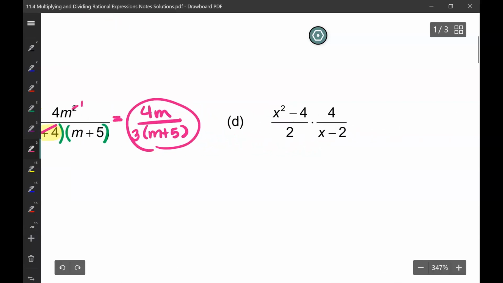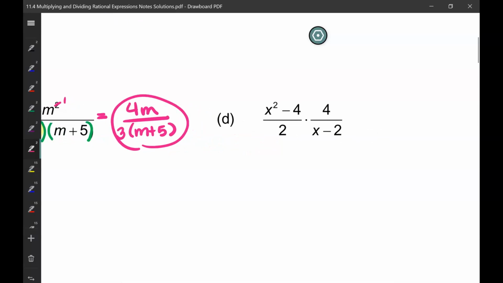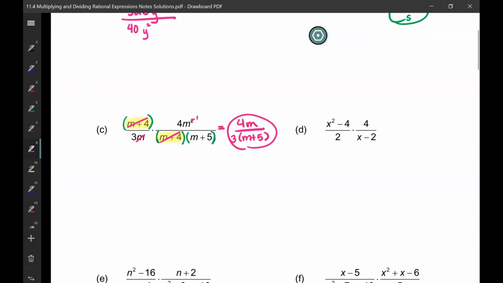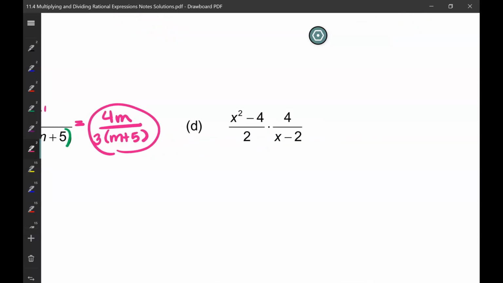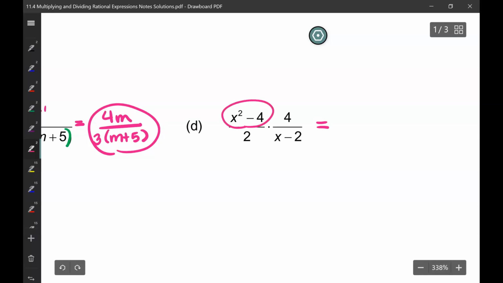Okay, so when we take a look at D, we have to do a step first. So if we look at C, notice everything was in parentheses. We say it's in factored form. So for D, we want to try to factor this. So really the only thing that we can factor is the x squared minus 4. That's the difference of two squares. So I know I'm going to rewrite the numerator as x plus 2, x minus 2 over 2. Times, and then the second expression, 4 over x minus 2, we're just going to leave that.